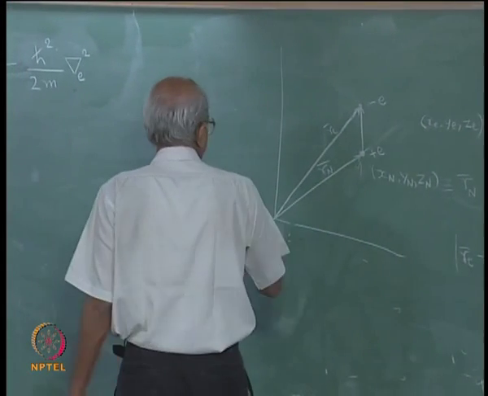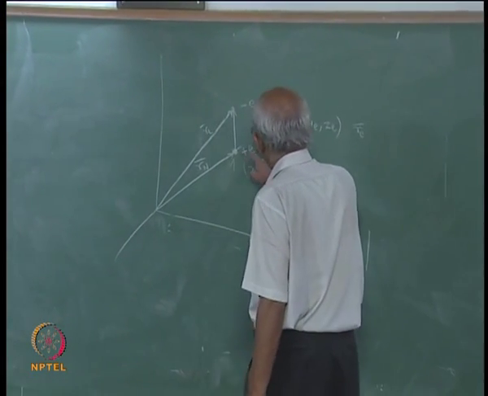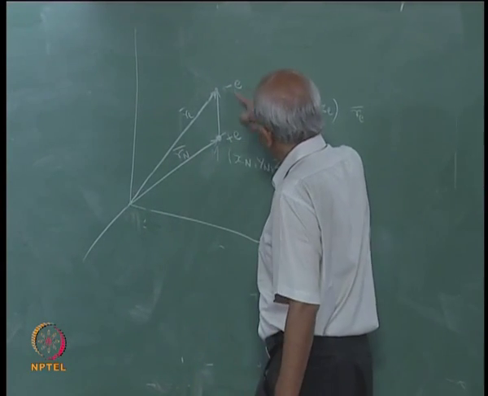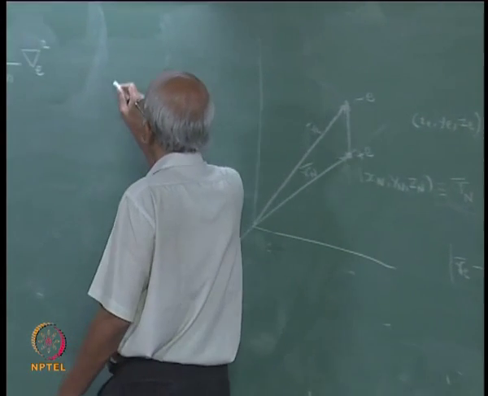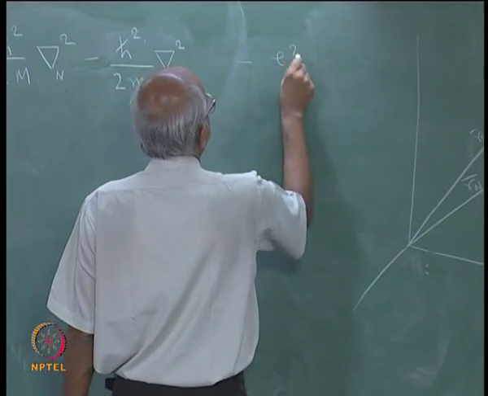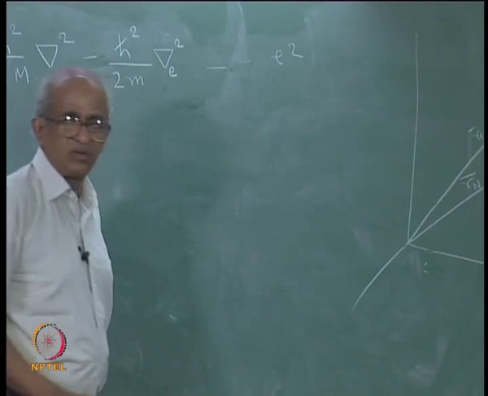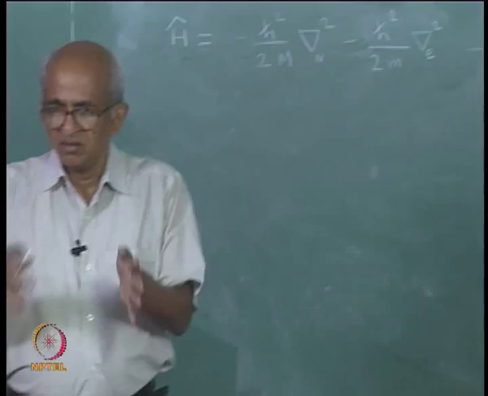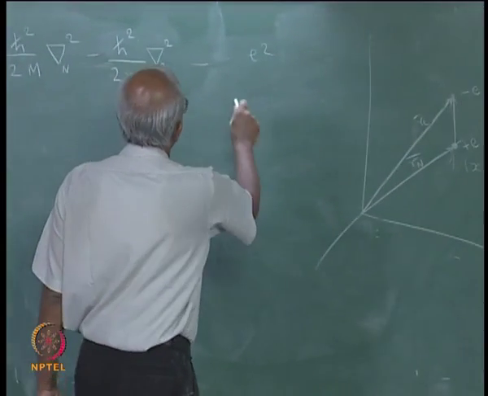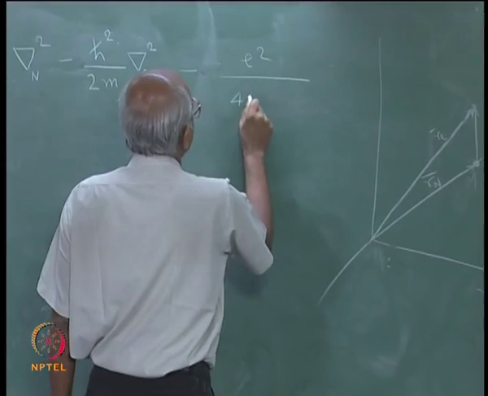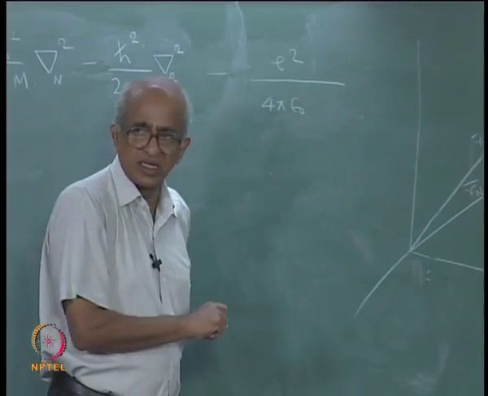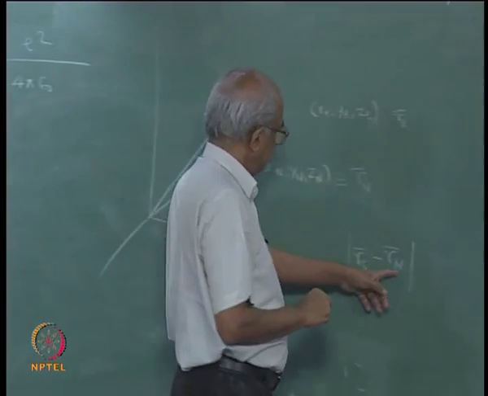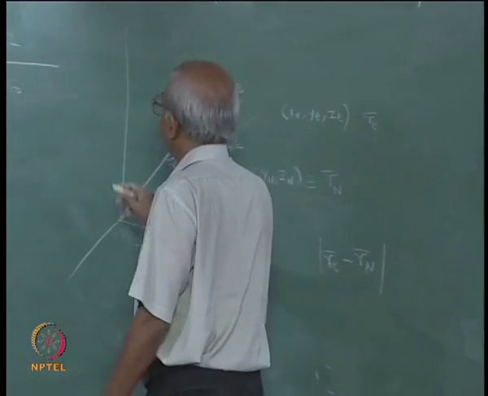So, the interaction potential energy, if you say this is positive e and that is minus e, then the interaction energy will depend upon the product of these two. So, therefore, you are going to have minus e square divided by 4 pi epsilon 0. This is happening because you are using SI units, 4 pi epsilon 0, and the distance R e minus R n.